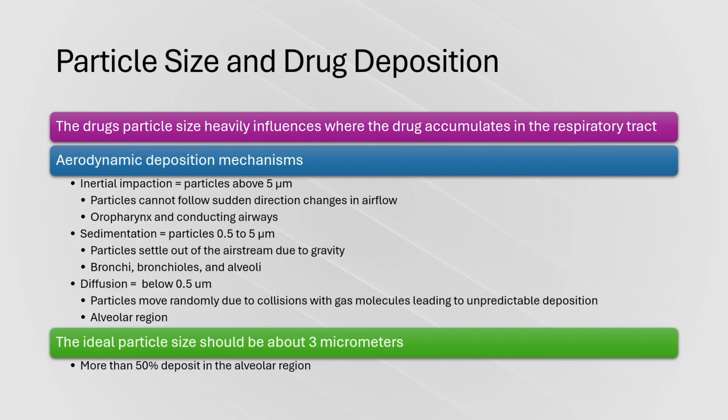Sedimentation occurs to particles that measure from 0.5 micrometers to 5 micrometers. These particles settle out of the airstream under the influence of gravity onto the airway walls or alveolar surface. Diffusion is the mechanism by which very small particles, less than 0.5 micrometers, move randomly due to the constant collision with gas molecules, which leads to unpredictable deposition in the alveolar region, which is why a large fraction of these particles are exhaled. The ideal particle size should be about 3 micrometers because more than 50% of these particles deposit in the alveolar region.